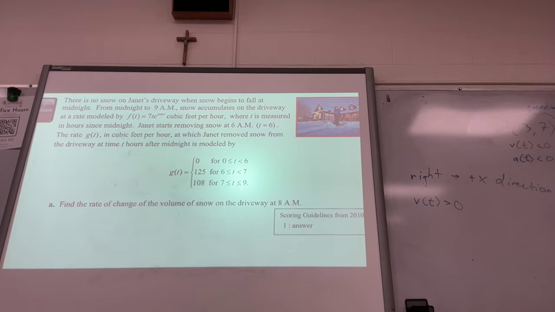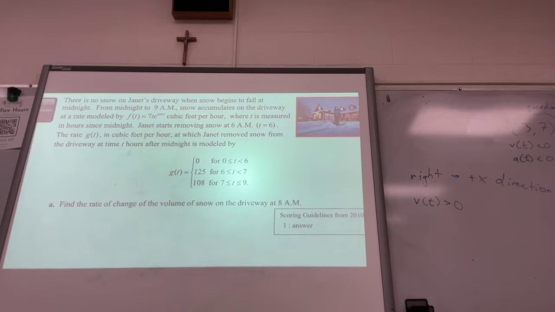So from 0 to 6, it's going to be minus 0, or just itself, just f of t. From 6 to 7, it's going to be minus 125. From 7 to 9, it's going to be minus 108. Okay, are we confused? Are we following? Can you talk to that?